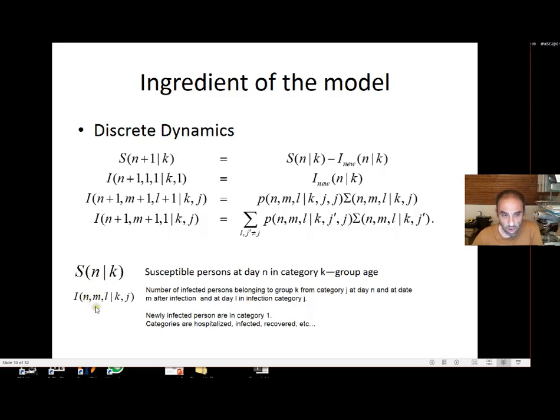Then for the number of infected, we look at the number of people belonging to group k from a given category. For example, the person has just been infected. And then we look at the number of days, n, at date m, after the person has been infected, and at the day l in the infectious category j. So we can then use these 3 time scales, which correspond to convolution in the differential equation.